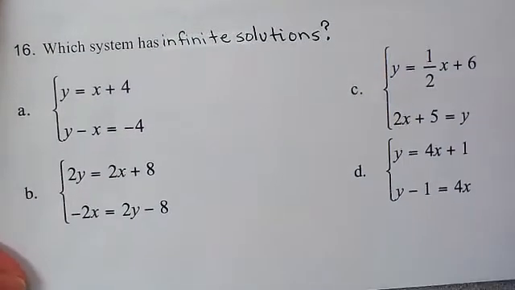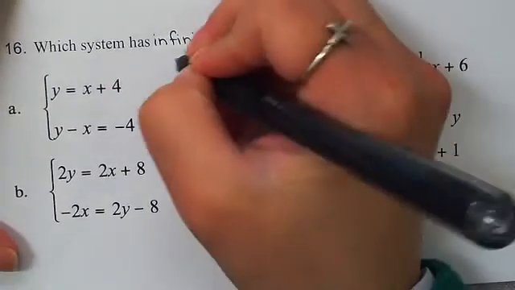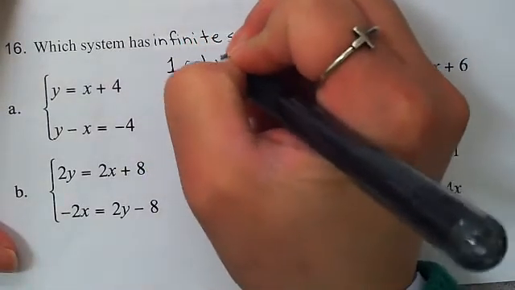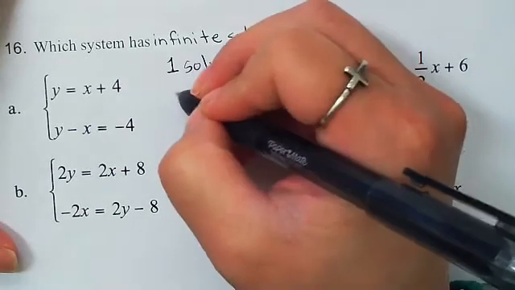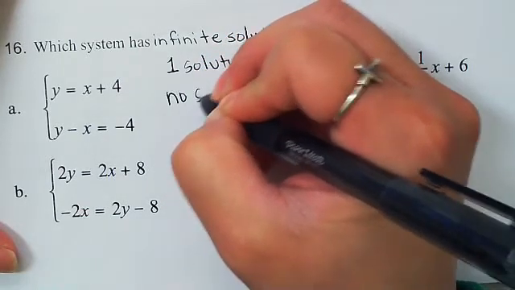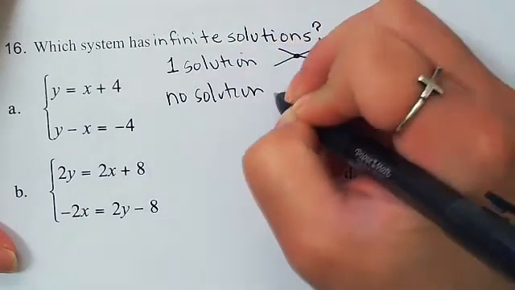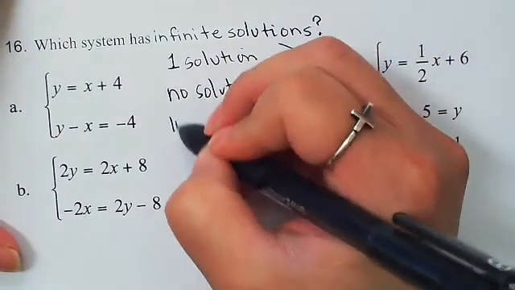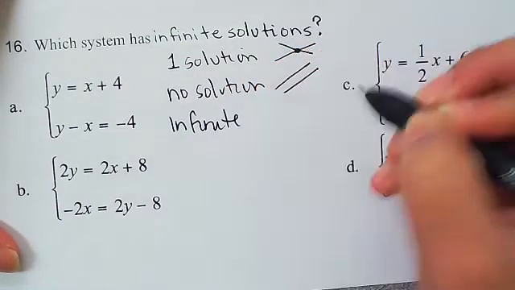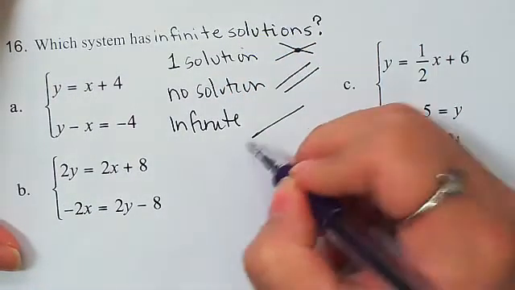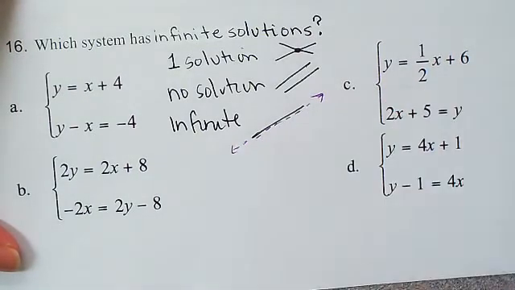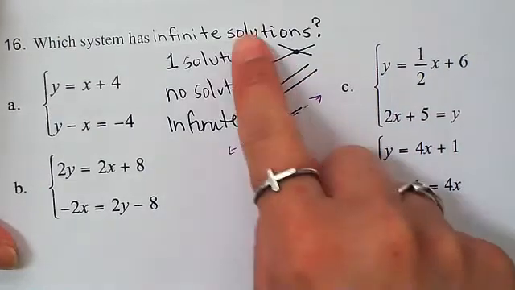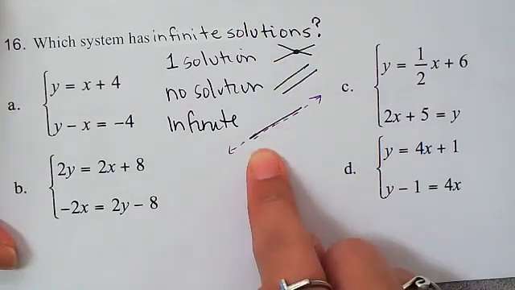16. Which system has infinite solutions? Okay, remember, if they have one solution, that means they're going to cross. If they have no solution, that's because they're going to be parallel lines. And if they have infinite, then they're trying to tell you that they have the same line. So lines right on top of each other because they're the exact same line.